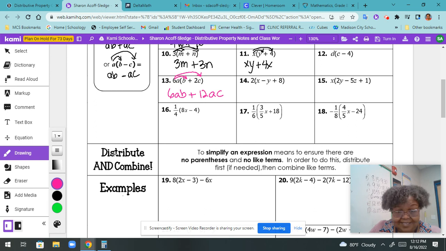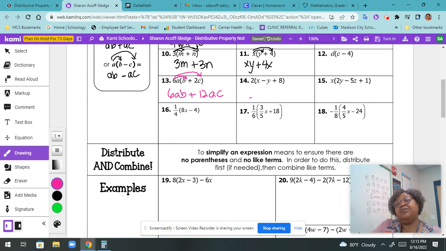12AC. Yes, ma'am. Exactly. So 6a times b, we're just multiplying the coefficients. The coefficient here is 1. So 6 times 1 is 6, and then a times b is ab. Here, 6 times 2 is 12, and a times c is simply ac. What do a and c mean? We don't know. We haven't given them a value. We don't know the value of this expression until we assign numbers to those variables. So it could be any value. Okay.